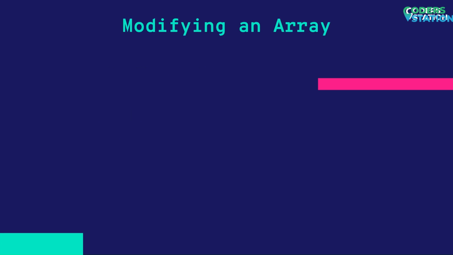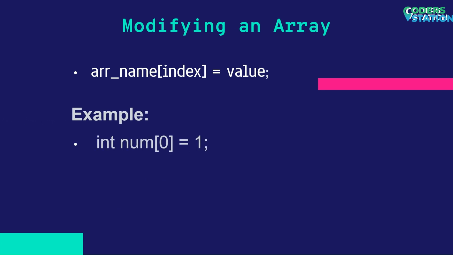Now, we will see how we can modify an array. Once we have declared an array, we can modify its elements as needed. Let's see how. In the syntax for modifying an array element, array name is the name of the array, index is the position of the element we want to modify, and value is the new value we want to assign to the element. So let's illustrate this with some examples.